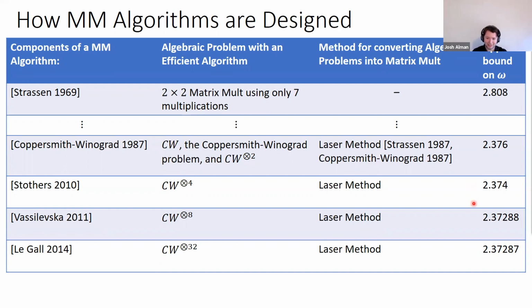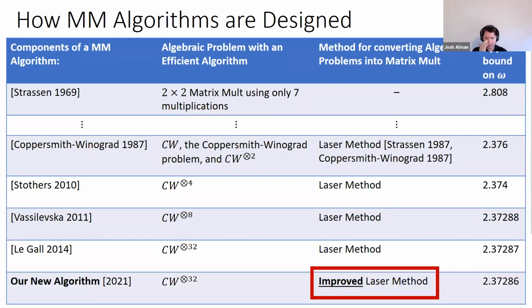But you can see you get better and better bounds on omega as you do this. Okay, and then in our new algorithm, we use the same power of the Coppersmith-Winograd problem as the previous algorithm, but we give the first improvement to the laser method since it was introduced back in 1987. So our new method finds more efficient reductions between algebraic problems, so we can use it to convert Coppersmith-Winograd into a bigger, better matrix multiplication problem to get a better algorithm.